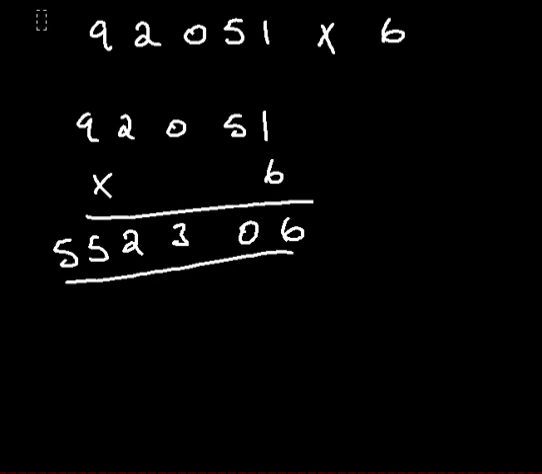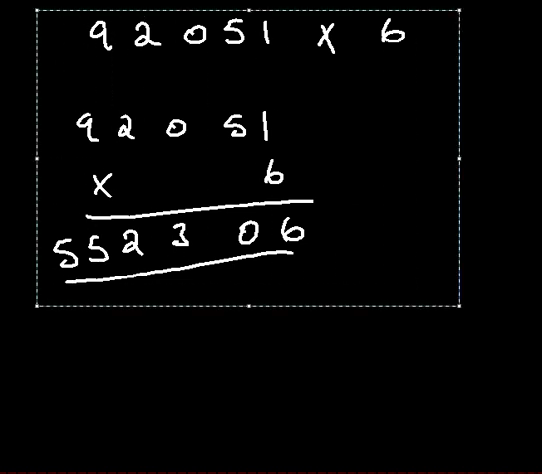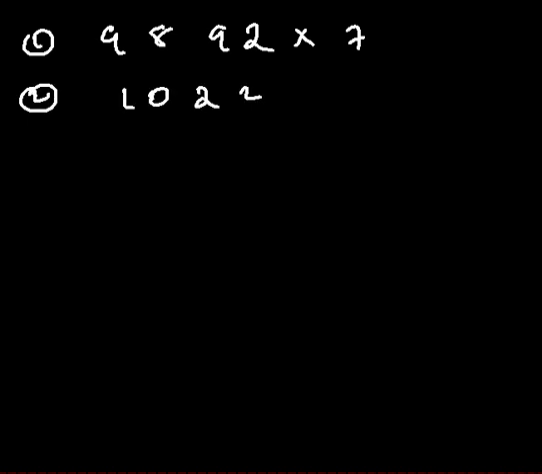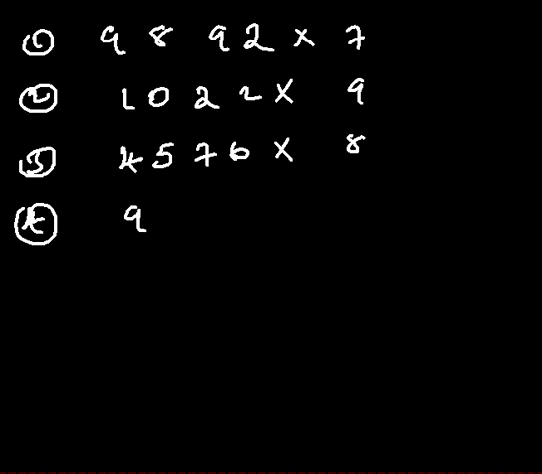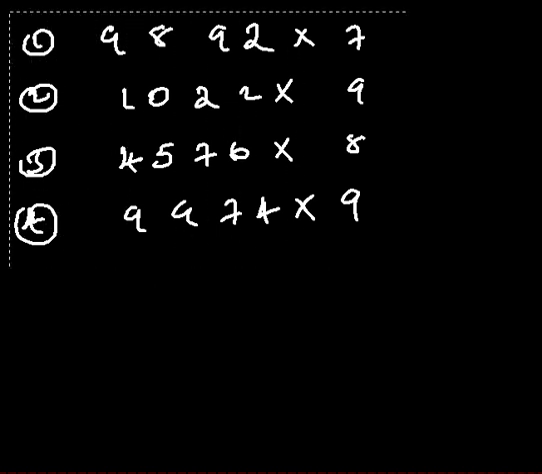So here is the exercise for you. Try to have the multiplication of the following numbers. Let's say we have 9892 times 7. And we should have 1022 times 9. We should have 4576 times 8. And you should also try this 9974 times 9. So try to have the multiplication of those questions.